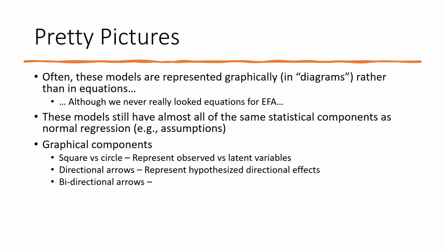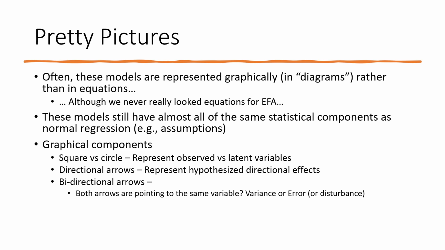Now, sometimes we'll have relationships with two arrows, bidirectional arrows. If both arrows are pointing to the same variable, that indicates a variance term or an error or a disturbance, which are kind of the same thing. We'll talk about that later. Error is observed, disturbance is unobserved.